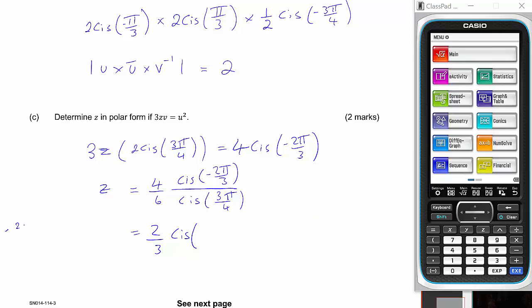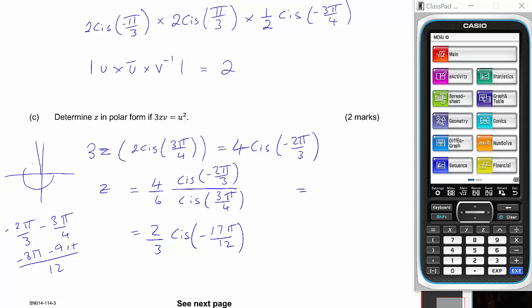So we've got negative 2 pi by 3, take away 3 pi by 4. So put them over 12. And that's negative 8 pi, negative 9 pi. So that's negative 17 pi by 12, but of course we can't give it as that because that's not in the right range. So think about negative 17 pi by 12, so it's kind of here, going around that way, and so this way would be 5 pi by 12. So that's 2/3 cis 5 pi by 12.